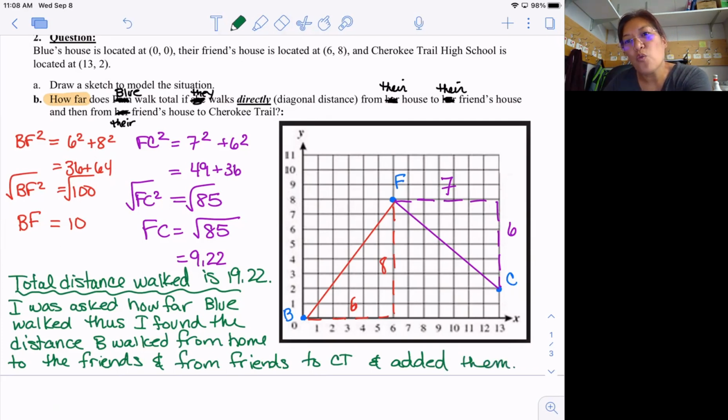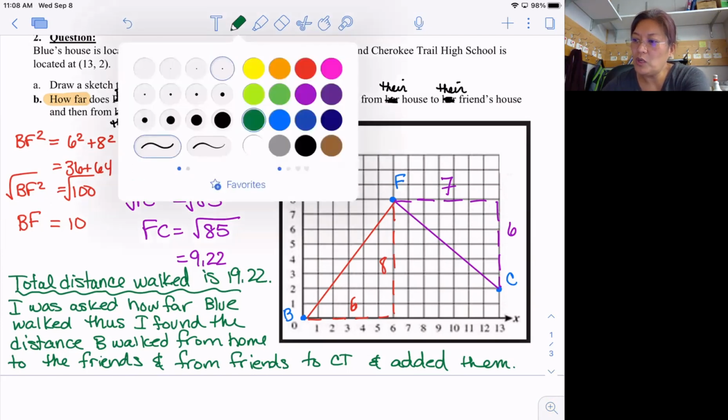The reasoning is why. Why did we do the distance formula? Well, we did the distance formula because I got asked how far, and how far means distance. It doesn't ask for a midpoint, does it? Okay. Last one.